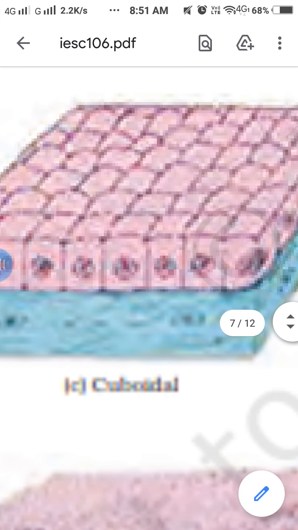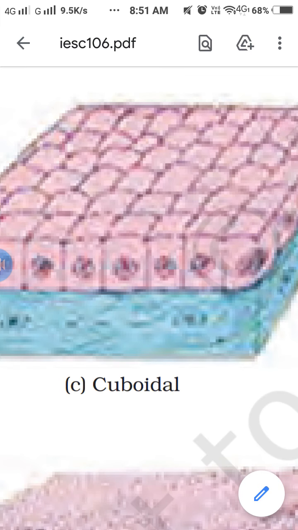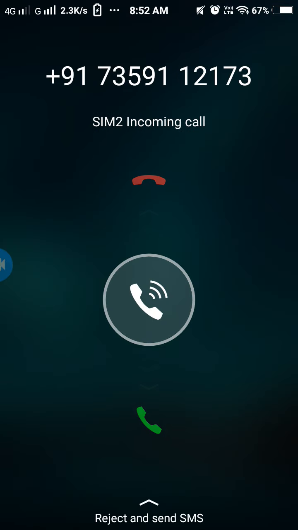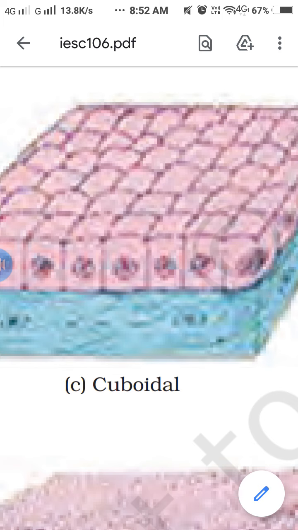Cuboidal epithelium has cube-shaped cells and forms the lining of the kidney tubules and ducts of salivary glands, where it provides mechanical support. So here, cube-shaped cells form the lining of kidney tubules and ducts of salivary glands, and the function is to provide mechanical support.